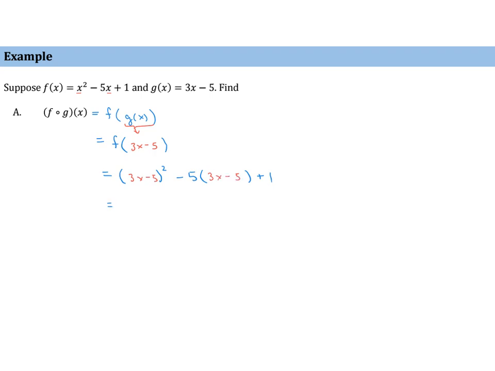Now, 3x minus 5 quantity squared, we can use FOIL, or we can square the binomial. So we have 9x squared minus 30x plus 25, and that is this portion. And then we'll distribute the negative 5, so we get negative 15x plus 25, and then add 1. Collecting like terms, we have 9x squared minus 45x plus 51.